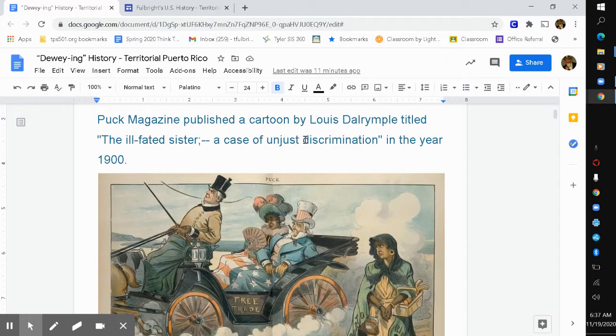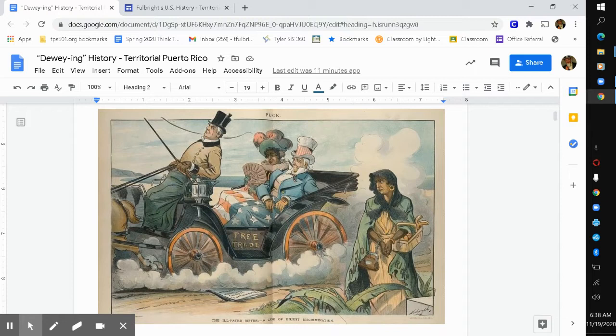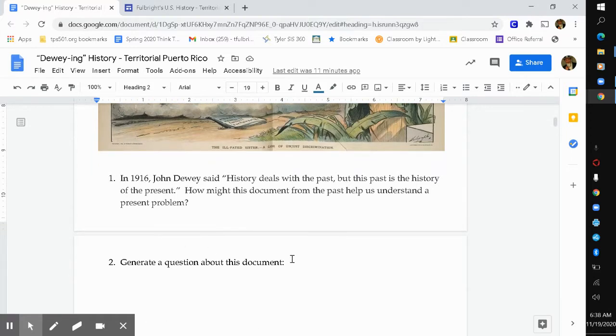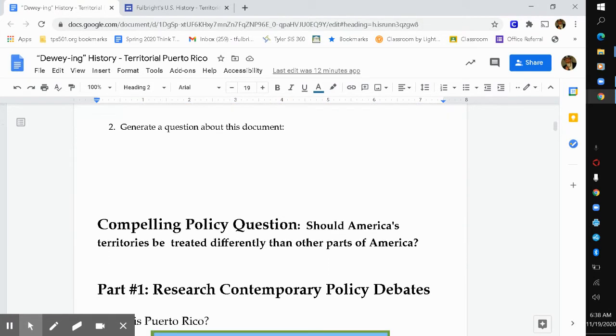Is this discrimination? We talked about it just at the start of the year. Unjust discrimination means what? Think about how this situation with Puerto Rico might be related to a situation today also with Puerto Rico. Is Puerto Rico always treated the same as the other parts of the United States? After you've done your best to try and make a connection between the past and the present, generate a question about this document. What does it make you wonder?